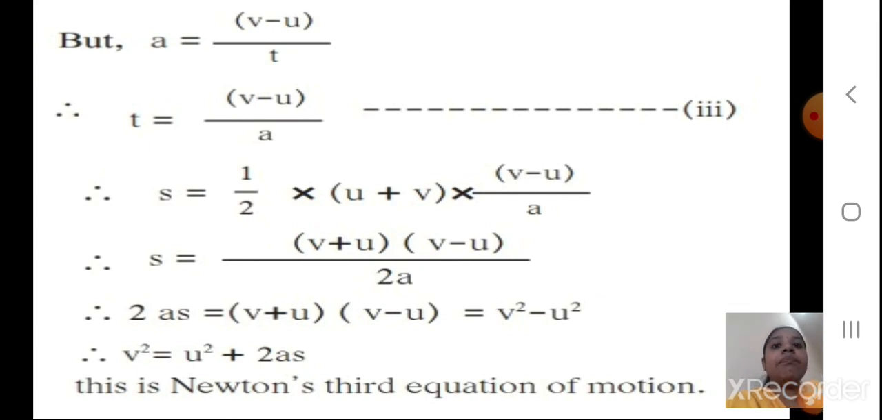Now you know the formula A plus B into A minus B is equal to A square minus B square. Yes, it is A square minus B square. So here we will write it as V square minus U square. So what is the equation, students, you are getting? V square is equal to U square plus 2AS. Okay, students, so this is the Newton's third equation of motion.